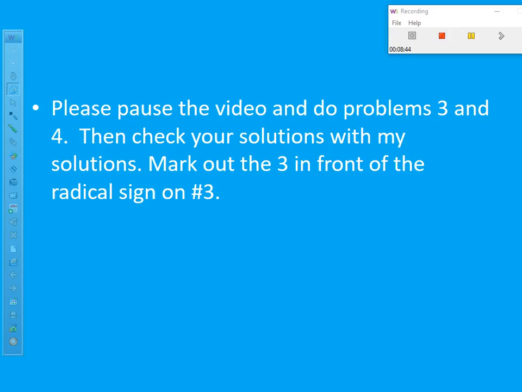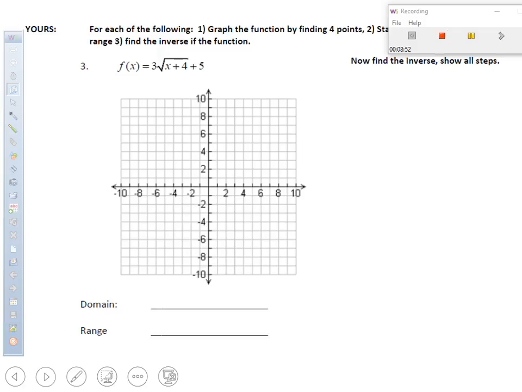Now, if you would, pause the video, and then you and a friend work on number 3 and number 4. But I'd like for you to change number 3, get rid of this 3, so there's nothing there. So you're just dropping the 3. So I got square root of x plus 4 plus 5. So if you would, pause the video, you and your friend work on number 3 and number 4. After you unpause the video, you can move on up on it, and then you'll see what your solution should be to see if you're right or not.